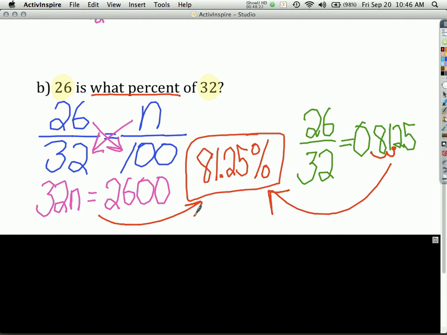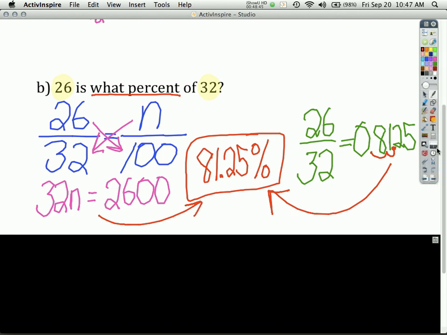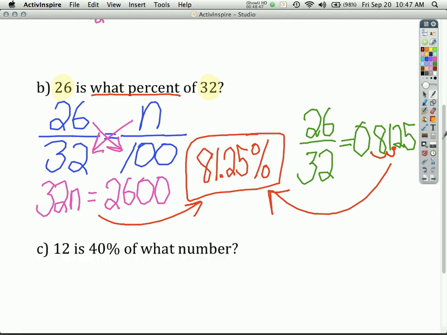Caleb: I did 100 divided by 32, and it gave me 3.125, and then I multiplied that by 26, and it gave me 81.25. Very good. That's another method to use. Is that something you've done before, or were you just experimenting? You've done it before? So if that works for you, then do it. Very good. Okay, are there any other questions? Okay.